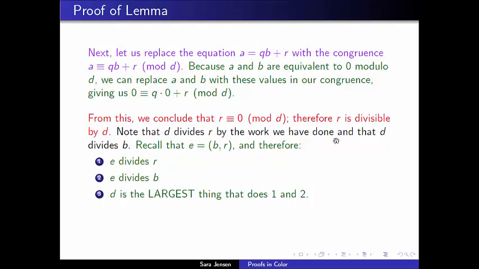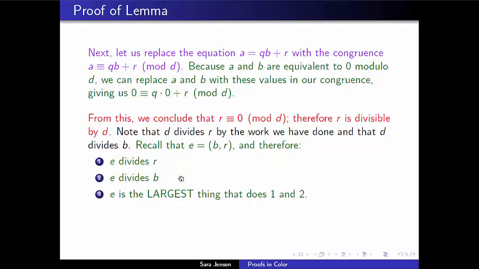That's particularly important right now because where we're ultimately headed is we want to come up with a relationship between E and D, and E is the greatest common divisor of B and R. Using the definition of the greatest common divisor of two integers, we know three things about E. And the three things we know is that E divides R, E divides B, and furthermore, E is the largest thing that does 1 and 2 here.